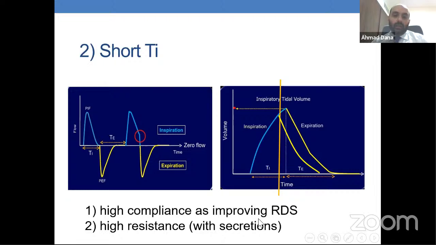Okay? So this is if you have high compliance, if you remember the time constant formula: compliance multiplied by resistance. So if you have high compliance, you need more I time. If you have high resistance, in case of secretions or meconium aspiration or bronchospasm, then you need more I time.